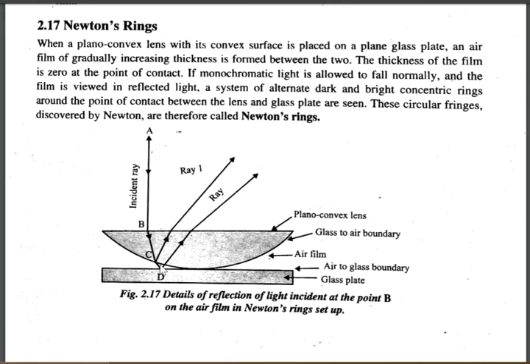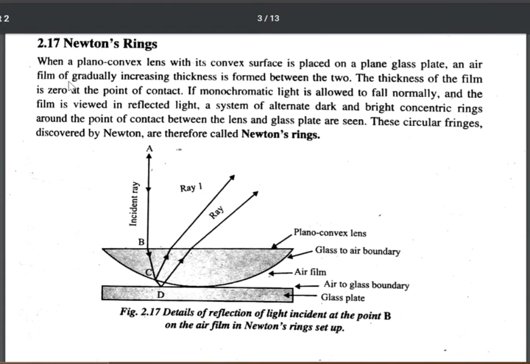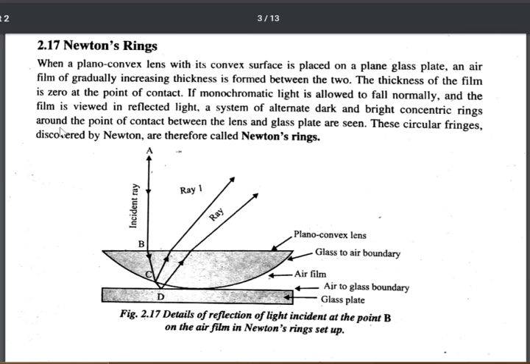Whether you get a bright ring or a dark ring at that point depends on the thickness of the air film between the plano-convex lens and the glass plate. That interference pattern, let us see in the next figure. Now this is how the Newton's rings apparatus is arranged to study Newton's rings. Now let us come to the explanation part.